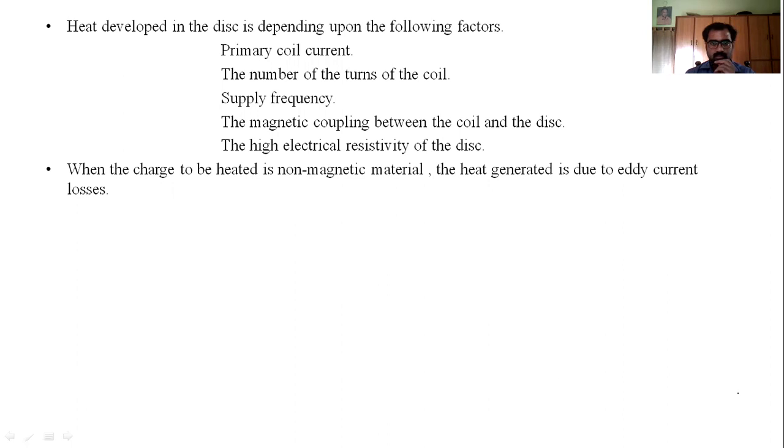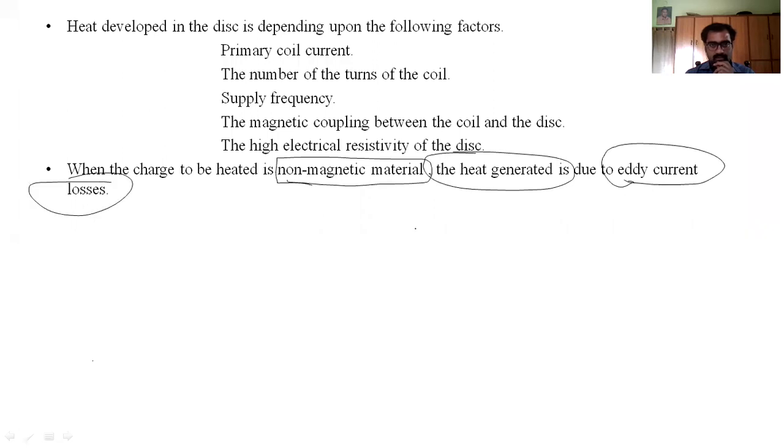Heat generated is due to eddy current losses. So whenever the charge to be heated is a non-magnetic material, the heat is going to be generated due to eddy current losses. This eddy current loss depends upon the square of the frequency.